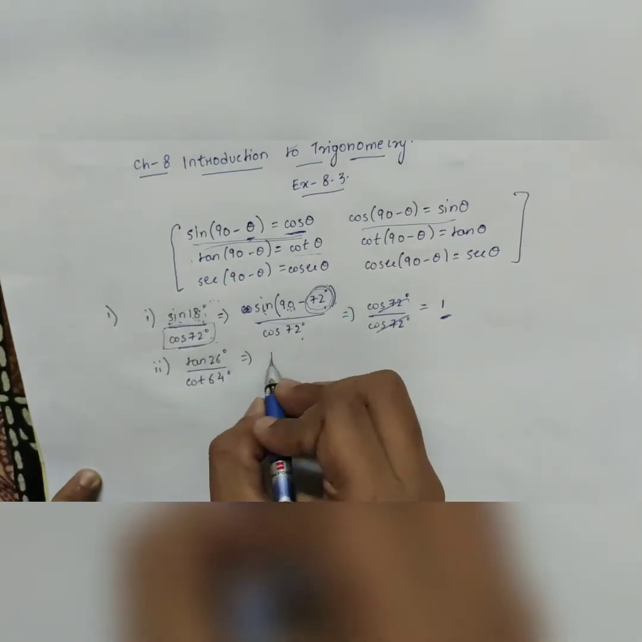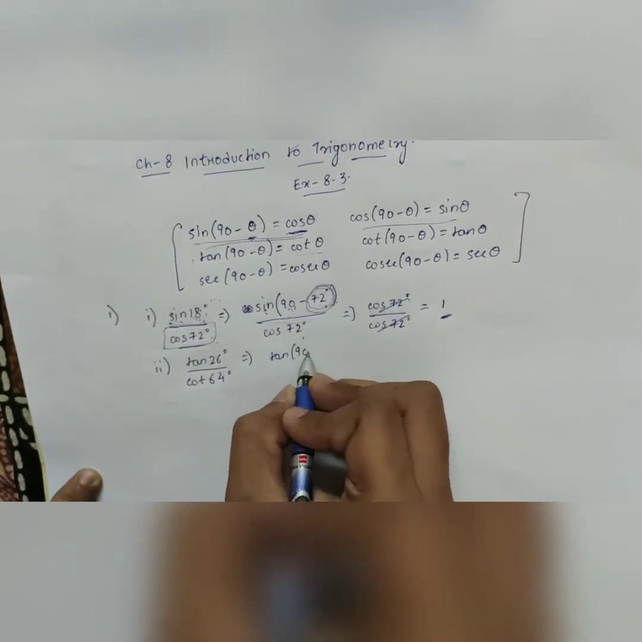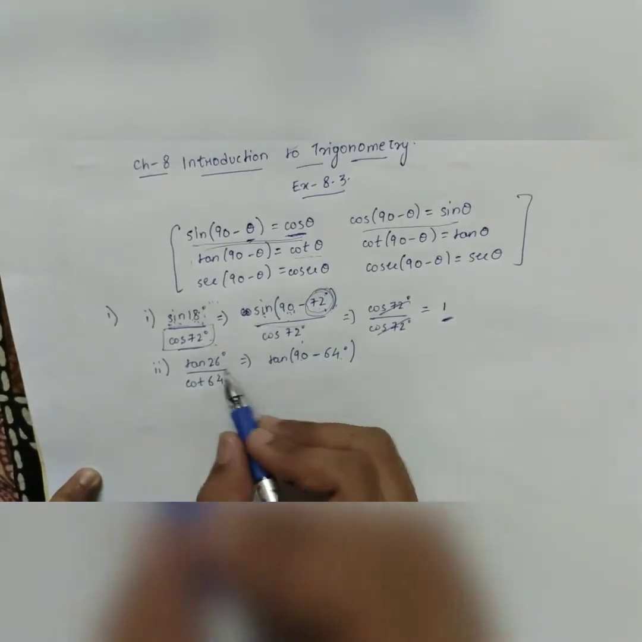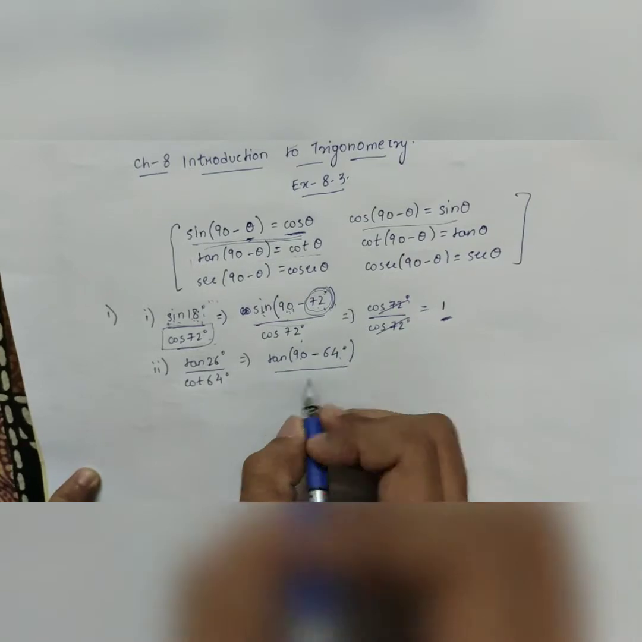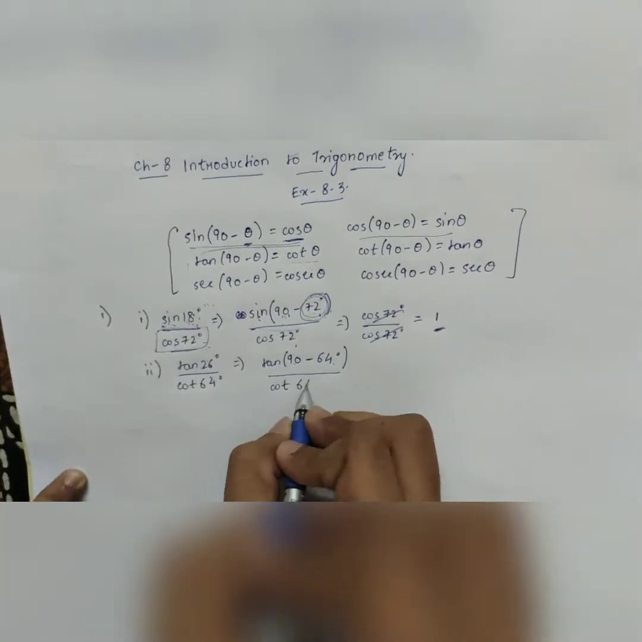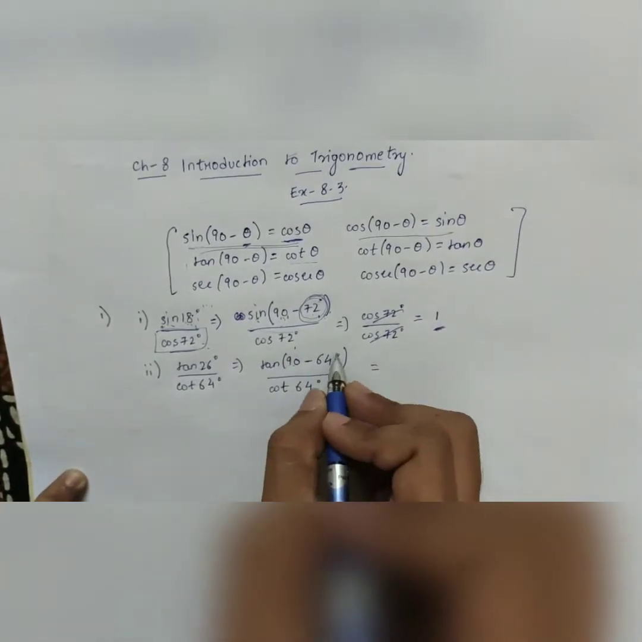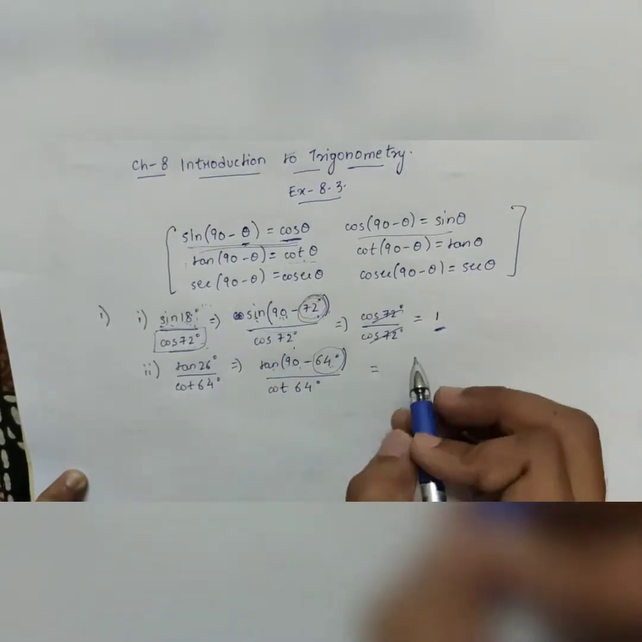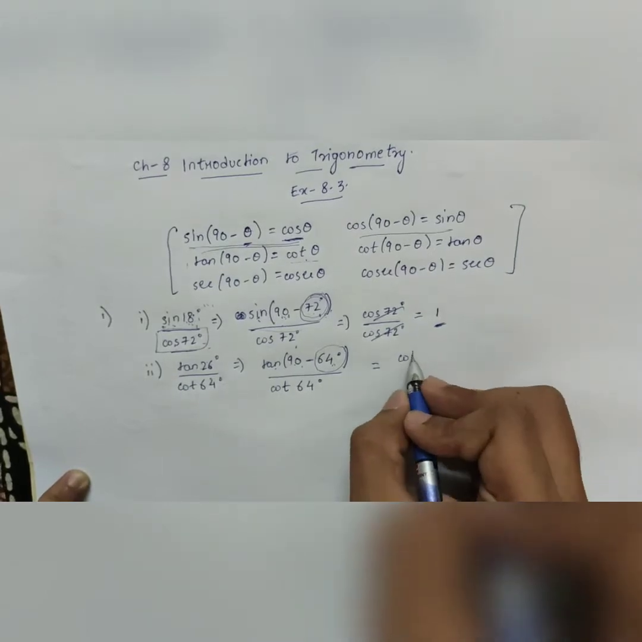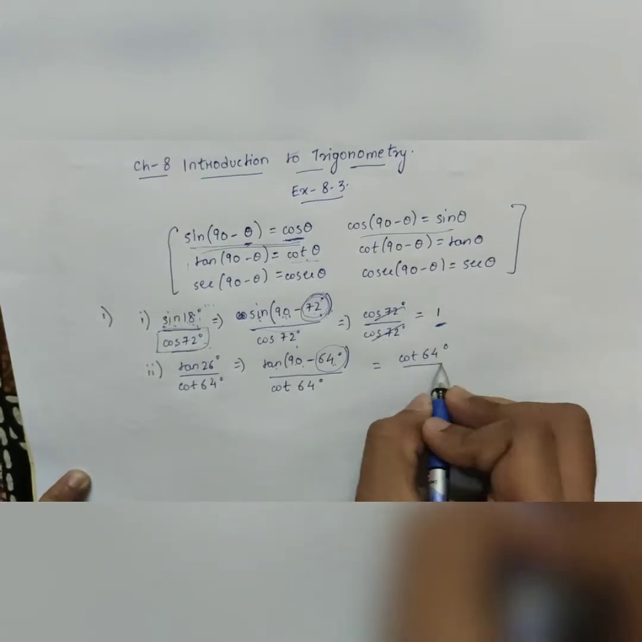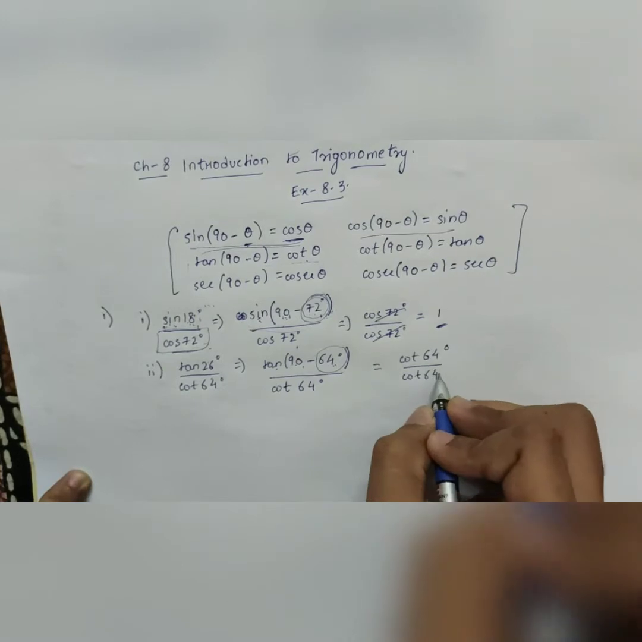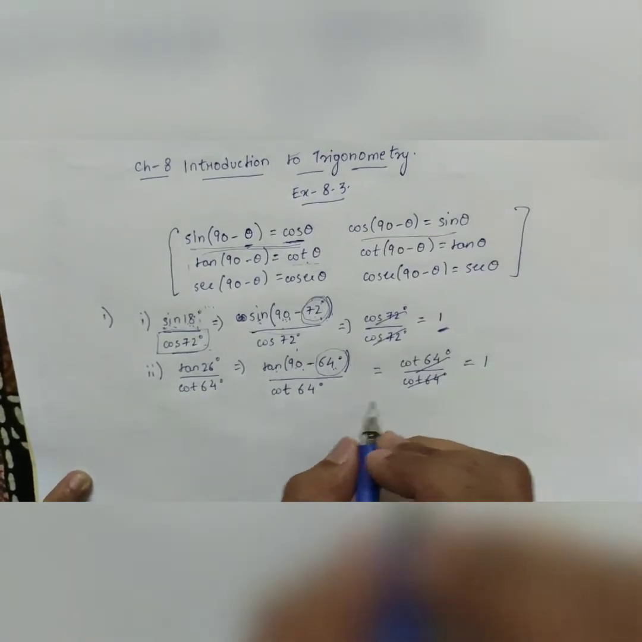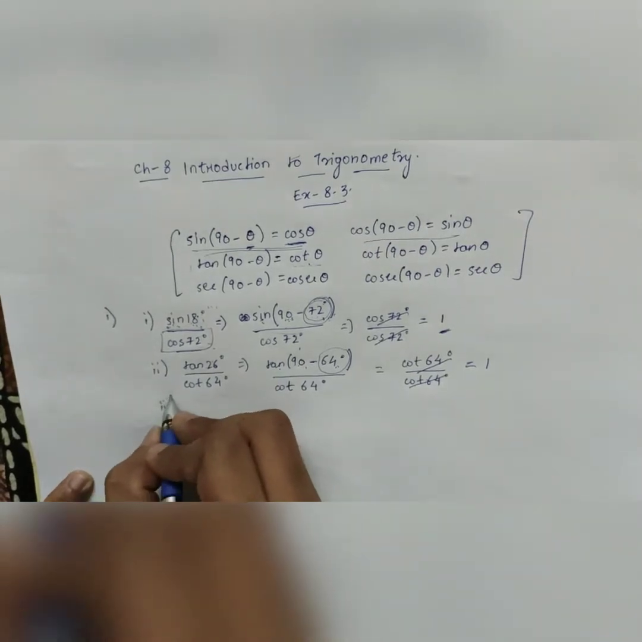So you can write tan 26 as tan(90 minus 64). Simple, 90 minus 64 is 26. Just simple maths. And cot 64 is the same. Again here theta is 64, so tan(90 minus theta) is cot theta. So tan(90 minus 64) will be cot 64, divided by cot 64. Again they cancel each other and the answer is 1. Let's move on to the third part.